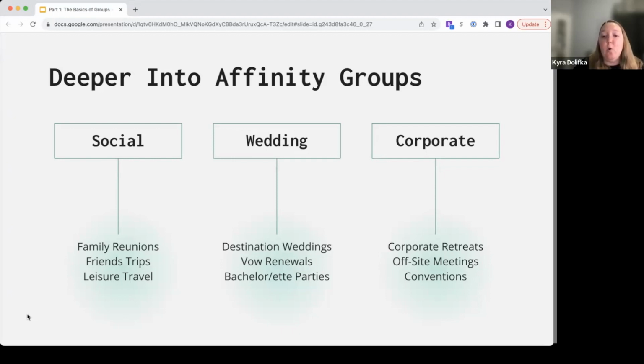And then we have the corporate travel, which is, of course, for more work purposes. And you have corporate retreats, offsite meetings, conventions as some examples of corporate travel. Now, one thing to say about corporate travel that's a little different from the other types is that a lot of times when a business is planning a corporate offsite retreat, the business may be paying for 100% of the group. Okay, so this is something very different from the other two types of groups.